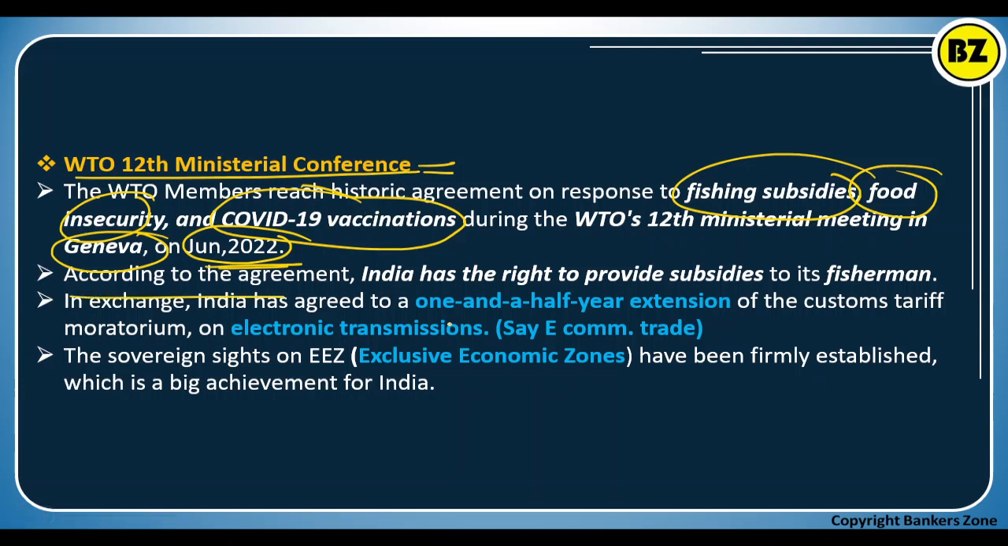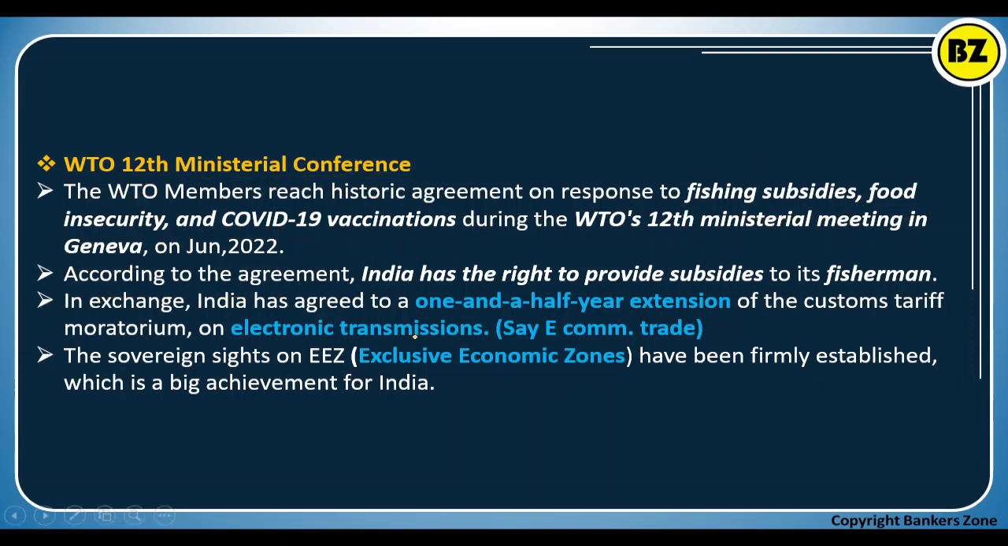According to the agreement, what was decided, what we got and what we lost. In that agreement it was accepted that India has a right to give subsidy to its fishermen. WTO wanted that India should not give any subsidy to its farmers or fishermen. They were asking to increase the price, don't give subsidy. But we strongly put forward that we have a right to give subsidy, and we will provide subsidy.